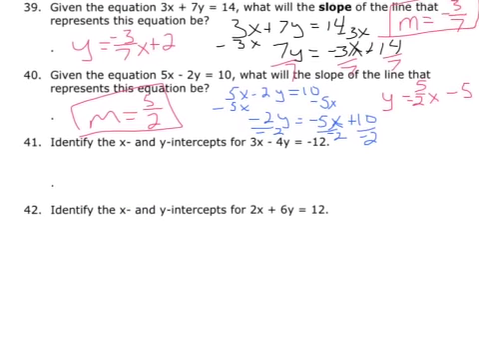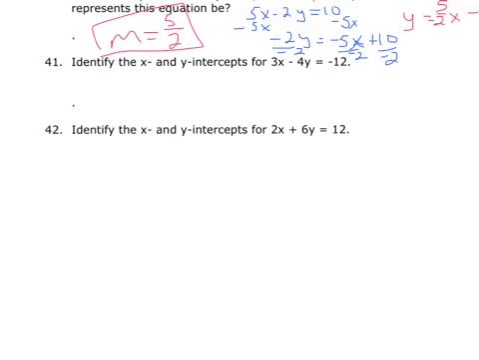41, identify the x and y intercepts for 3x minus 4y equals negative 12. Okay, this is a pretty easy problem to solve. All you have to do to find x and y intercepts is look for values of x and y. If we're looking for the x-intercept, the value of y will be 0. So this whole piece would be 0, because negative 4 times 0 would be 0. So all we're really doing is taking this number and dividing it by the number that's in front of x, or the coefficient of x.